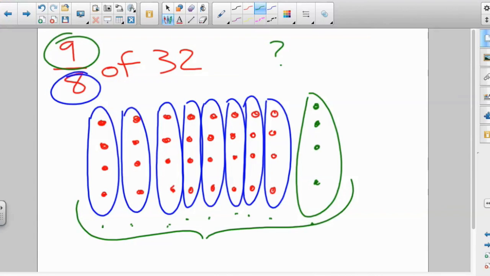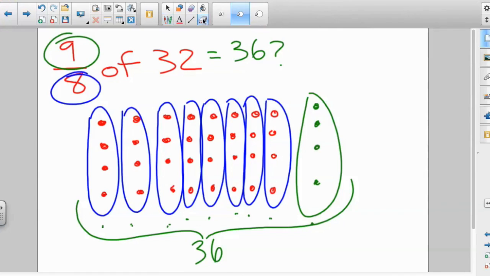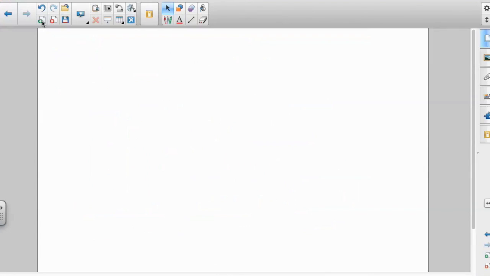So I take my 9 groups. I notice that each group has 4 dots in them, so I know that 9 times 4 is 36. So 9/8 of 32 is 36. And this would make sense because 9/8 is greater than 1, so we know that we don't just have one group of 32, we've got more than 32.